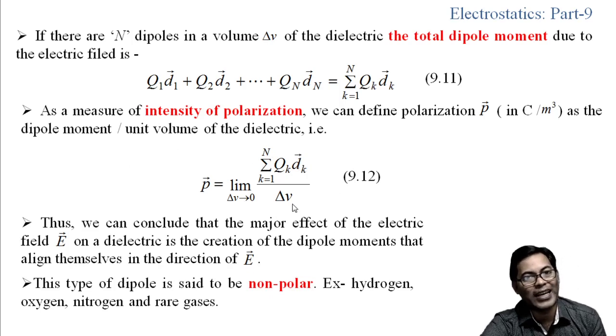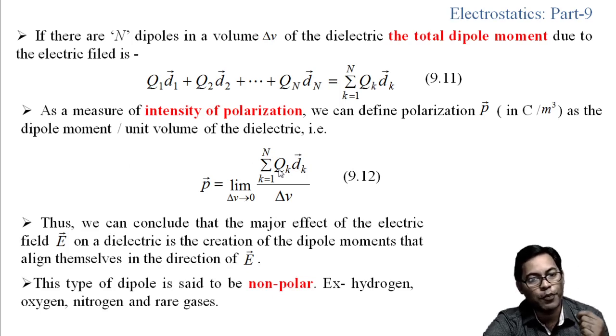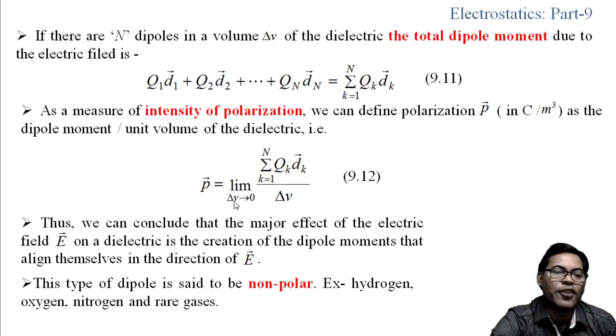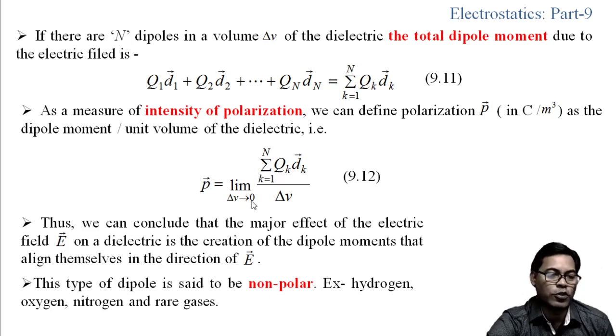So from that we can get the total dipole moment per unit volume, and the volume shrinks to zero. That means the unit volume, a very small volume. So the limit is ΔV tends to 0.